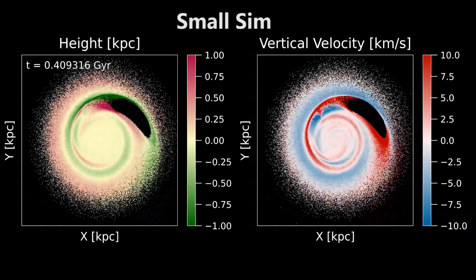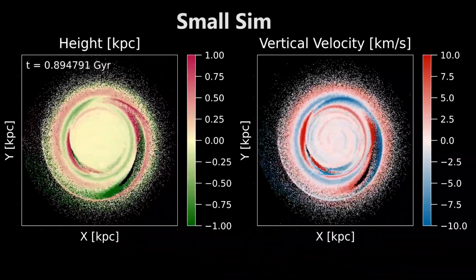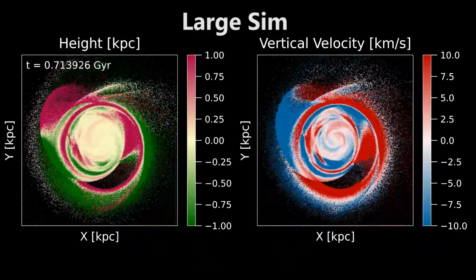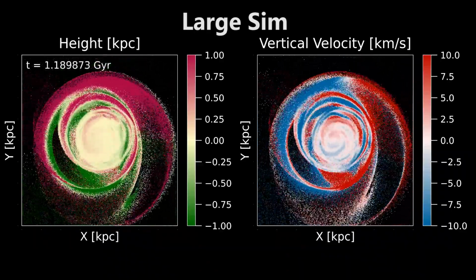In my simulations, there is still a warp even with the smallest Sagittarius mass, which is around 10 billion solar masses. And in the highest mass simulation, which is 40 billion solar masses, the warping is extremely crazy and there's a lot of tidal streams and just general chaos.